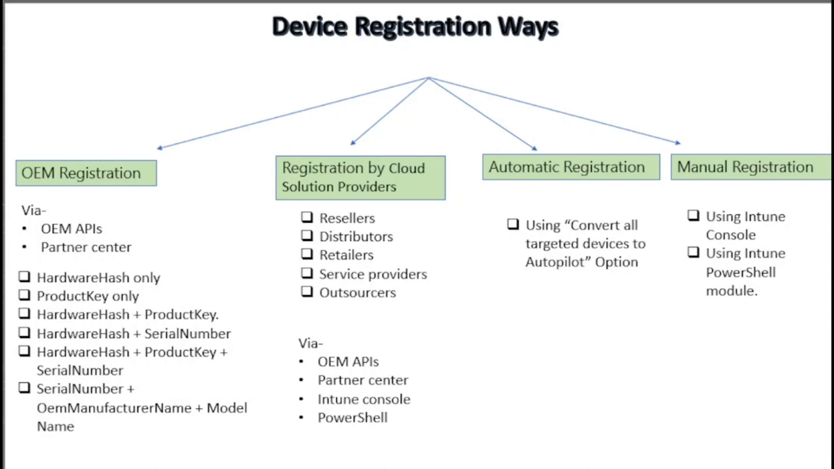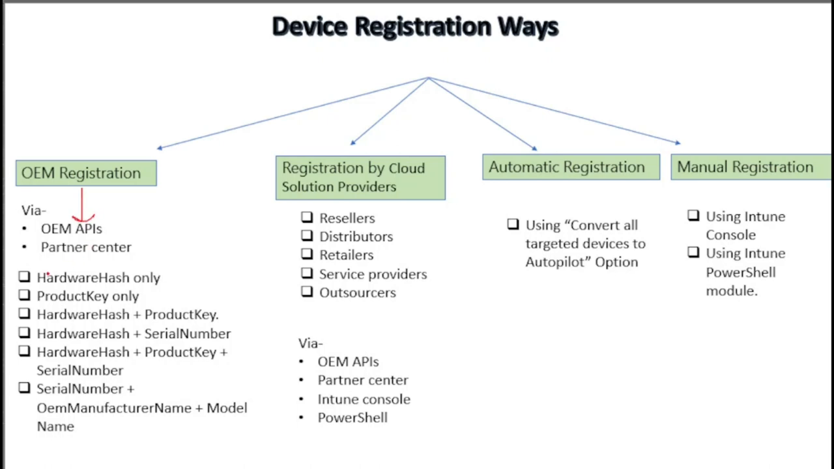Now let's talk about who can register a device in the Windows Autopilot service. An OEM can register devices in the Windows Autopilot service in bulk, and a registered cloud service provider can also register devices in the Autopilot service in bulk. We can also enable automatic registration, and manual registration is another way to extract the hardware hash and upload it in the Autopilot service via the Intune portal. An OEM can register a device via OEM APIs or the Partner Center portal.